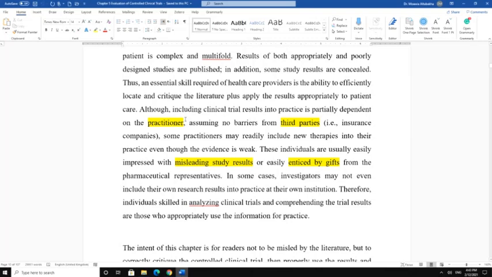As we talked, physician practitioners will usually at least partially base their decision on evidence from controlled clinical trials, but they might also be influenced by insurance companies. They might also be influenced by misleading study results. I mean, they looked at the clinical trial, found some results, and said, oh, it's good. So they are applying that without really evaluating the study.